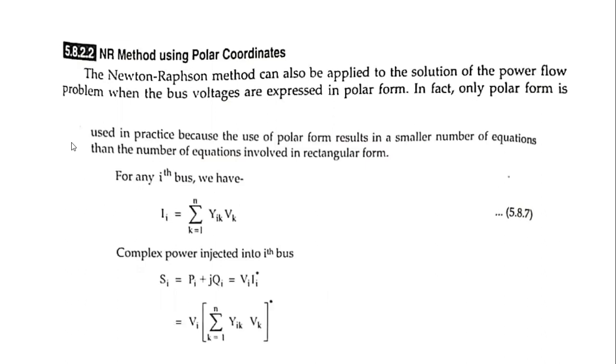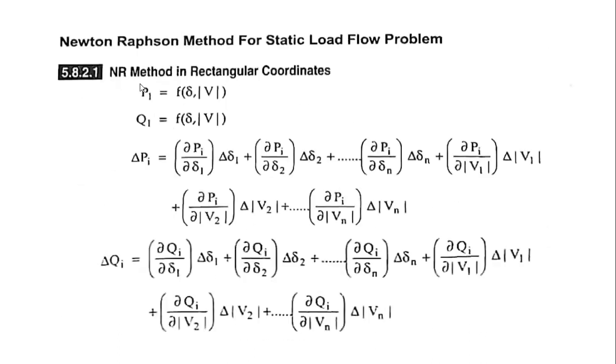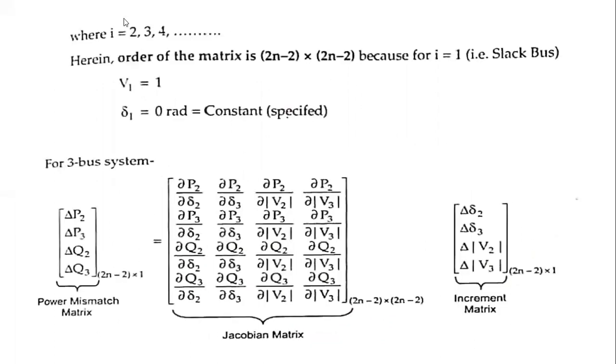That is the rectangular coordination for the Newton-Raphson method. Understand? In the rectangular coordination, first we write Pi and Qi. Pi means a function of delta and magnitude V; Qi means a function of delta and magnitude V. Then write down the formula for the delta Pi, delta Qi value, where i equals 2, 3, 4. The order of that matrix is 2n minus 2 by 2n minus 2.